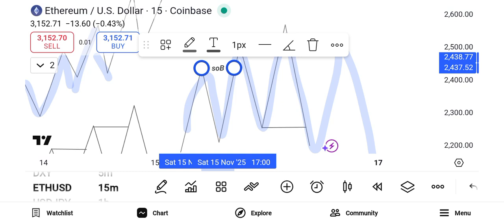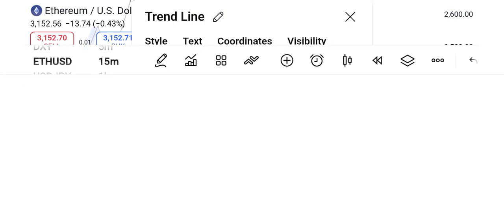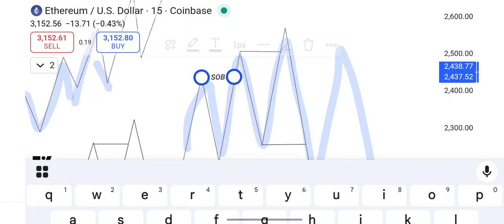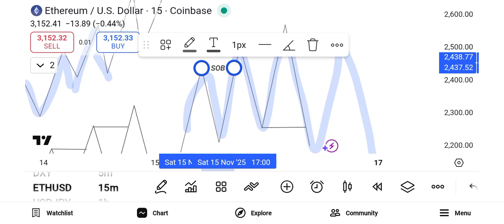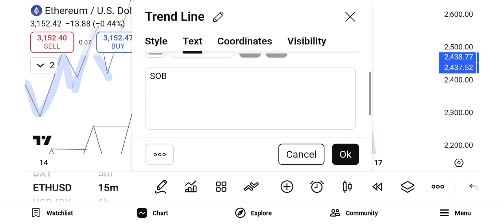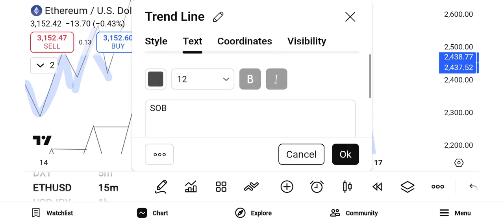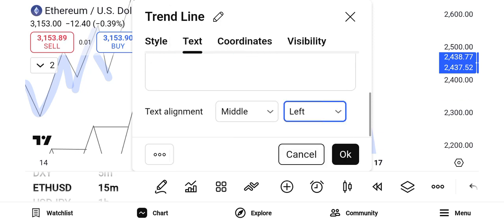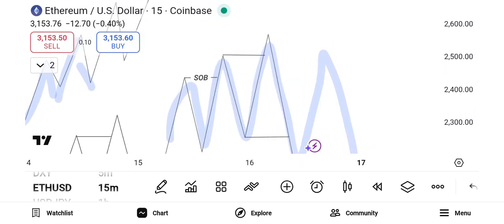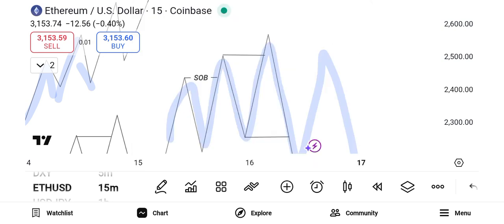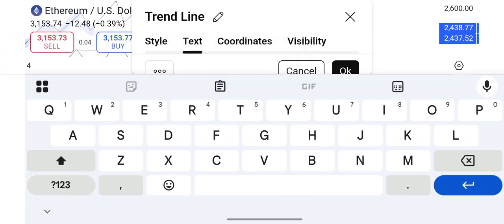Oh, sorry. What's wrong? Why is it upside down? No, I'll reset this later.